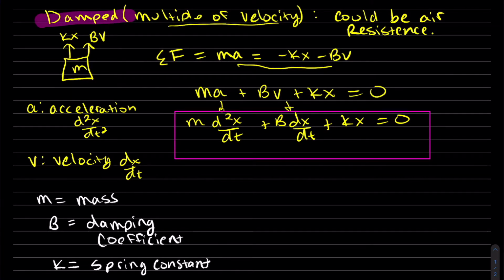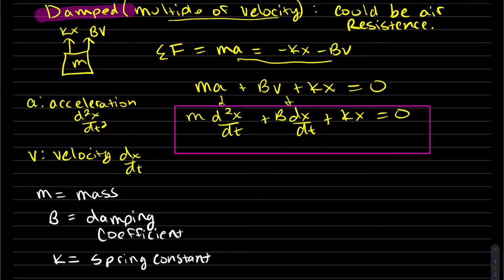Usually you just need to find m, beta, and k and plug them in. You can solve it like normal. They're going to be constants, so you can use constant coefficients to solve this. There will be 3 cases since we are using constant coefficients.